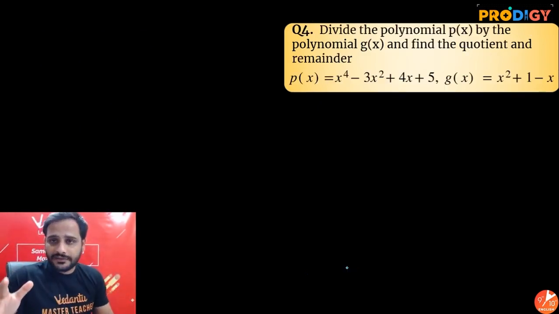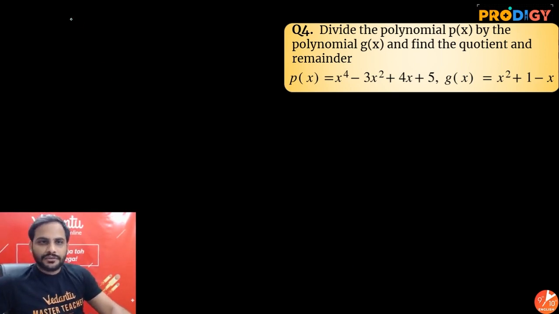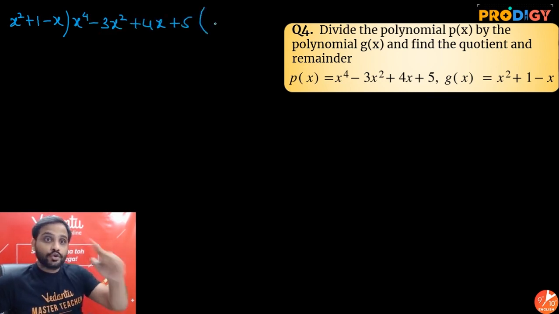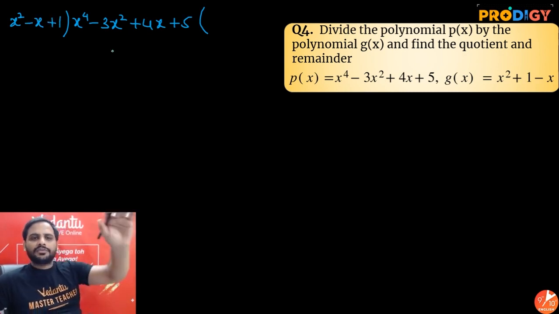Divide the polynomial px by the polynomial gx and find the quotient and remainder. So here I have to do the simple division. px divided by gx. So gx is x square plus 1 minus x, and this is divided into x raised to the power 4 minus 3x square plus 4x plus 5. You can see over here the x cube term is missing. Let me write it in the proper order: x square minus x plus 1. It is better to arrange the given polynomial in the decreasing power of x.